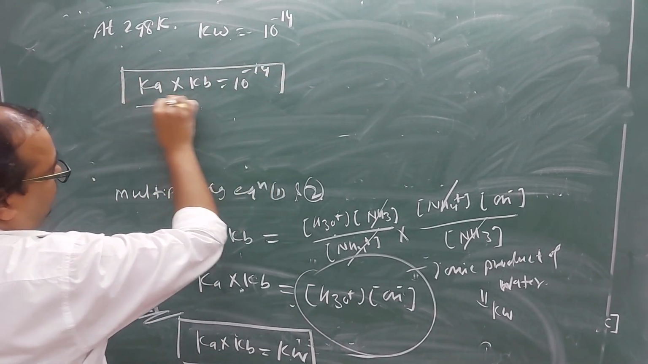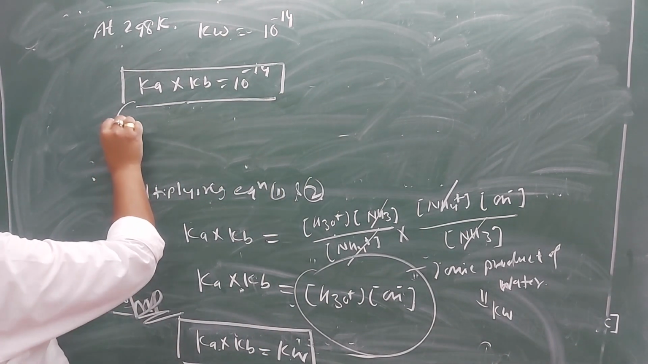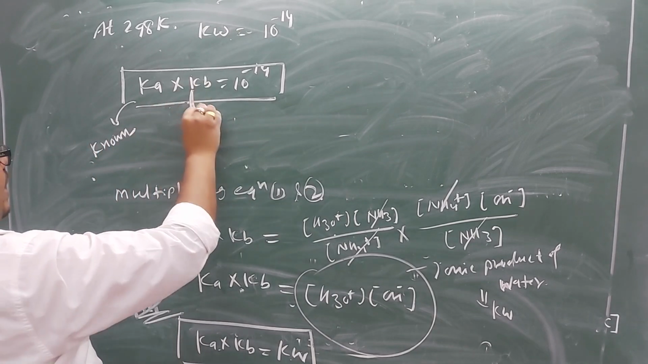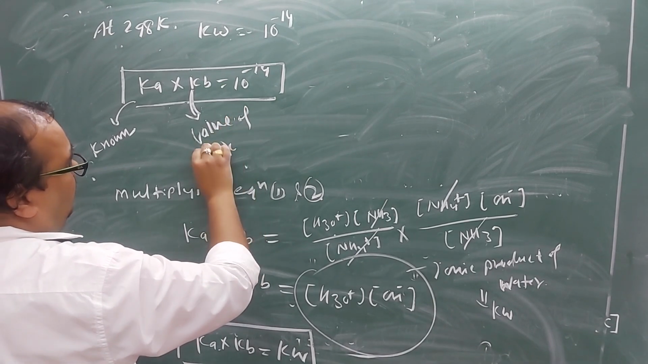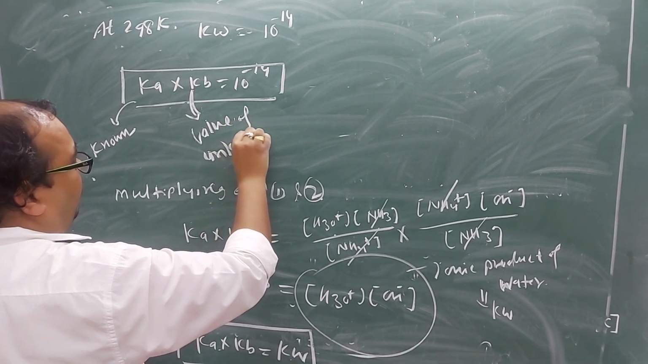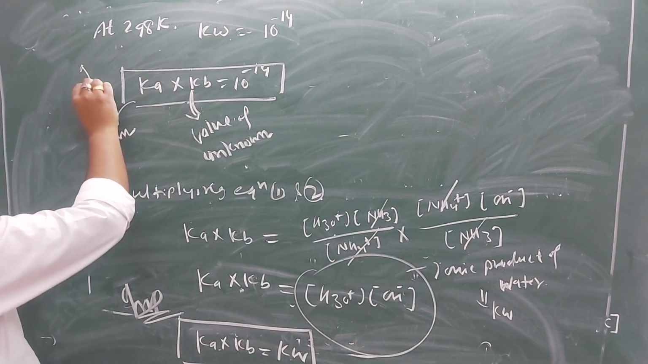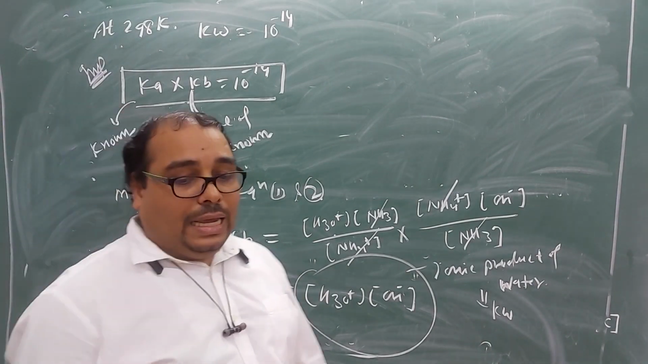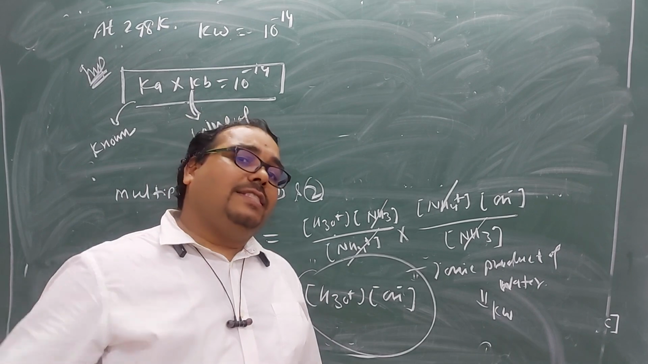So what did you learn? If one is known, you can find out the value of the unknown. This is a very important relation between Ka and Kb. Is it okay? Let's start one example.